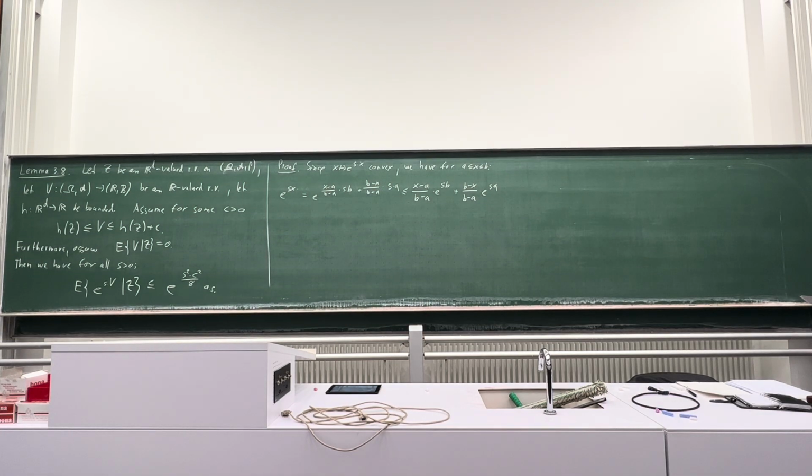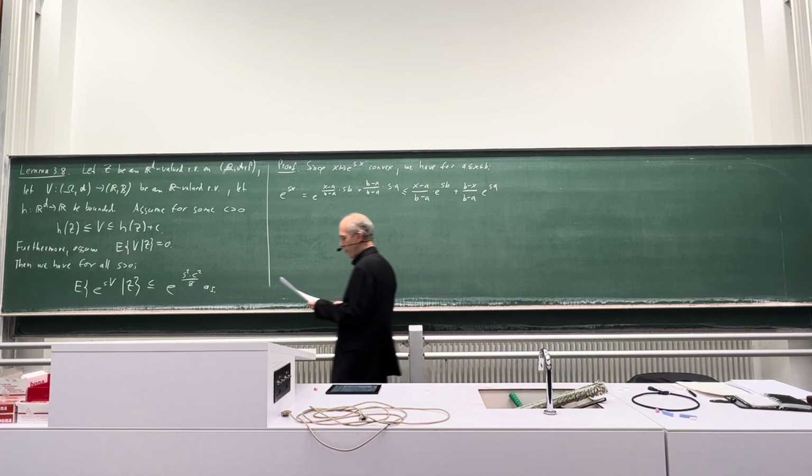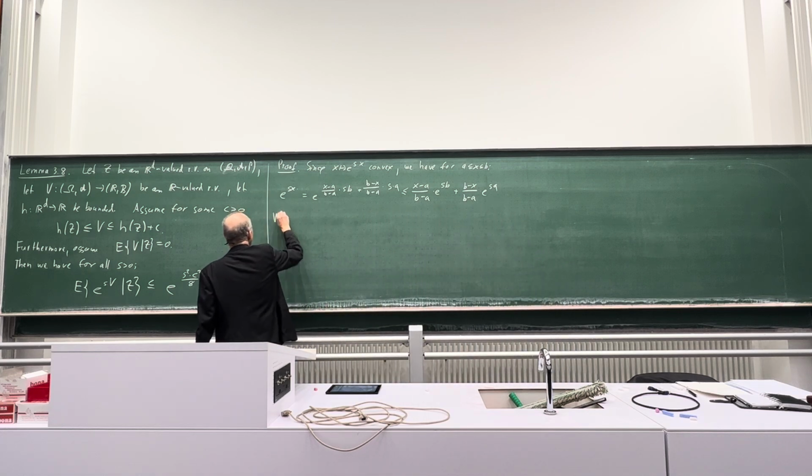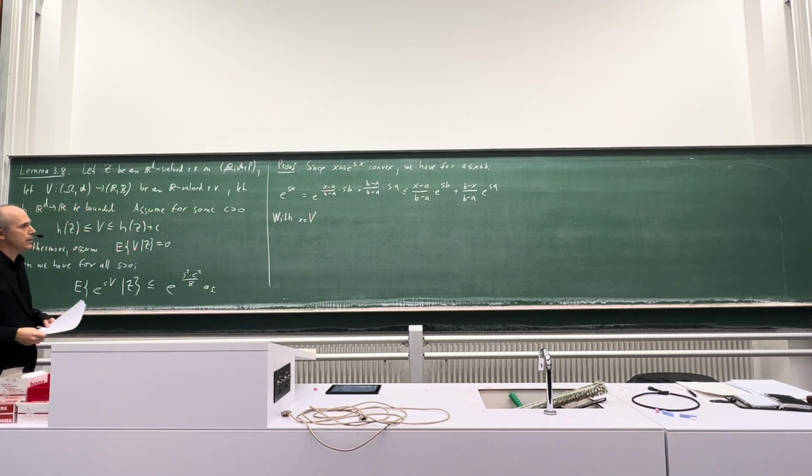So we have this one, and this now I apply with small x equal to capital V. And then this capital V is between h of z and h of z plus c. So I use for a equal h of z.